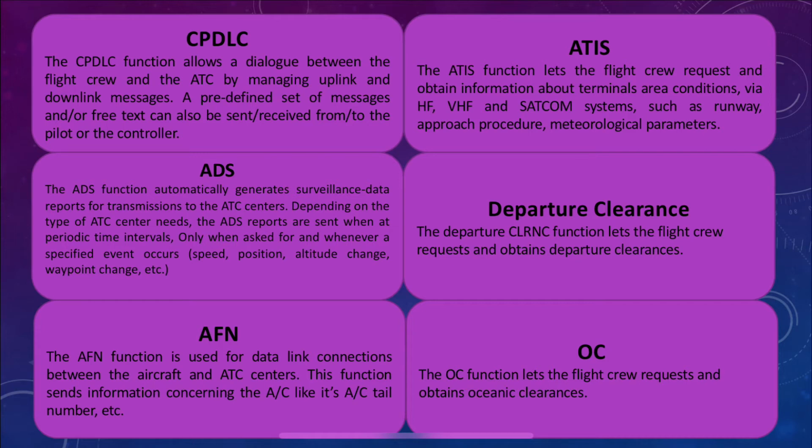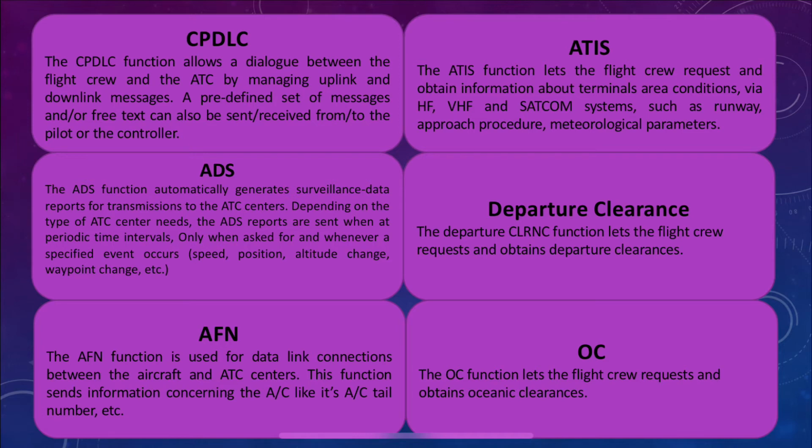Next is ADS. The ADS function automatically generates surveillance data reports for the transmissions to the ATC centers. Depending on the type of the ATC center needs, the ADS reports are sent at periodic time intervals, only when asked for, and whenever a specified event occurs such as speed, position, altitude change, and waypoint change. Next is Departure Clearance. The Departure Clearance function lets the flight crew request and obtain departure clearance.